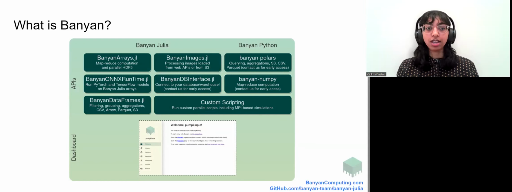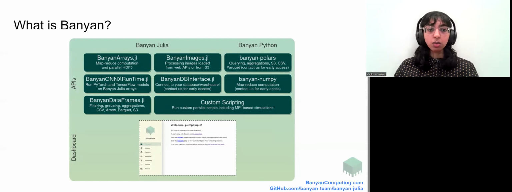Banyan Julia packages leverage existing Julia packages such as DataFrames.jl, and they ultimately enable users to work with familiar Julia APIs on data of larger scale. Note that all Banyan Julia packages are fully open source themselves, but are part of a cloud product developed by Banyan Computing. If you want an on-premises solution, I would recommend that you also look into Dagger, MPI, and Distributed.